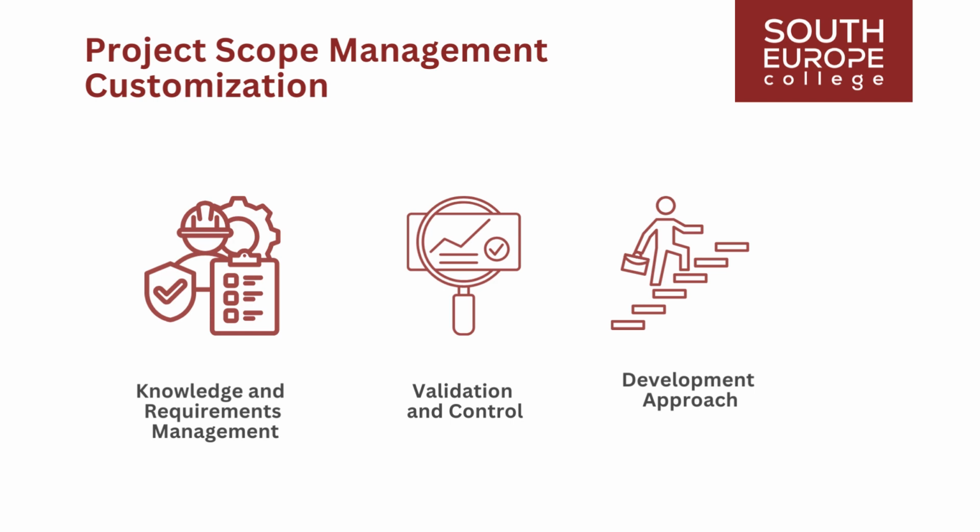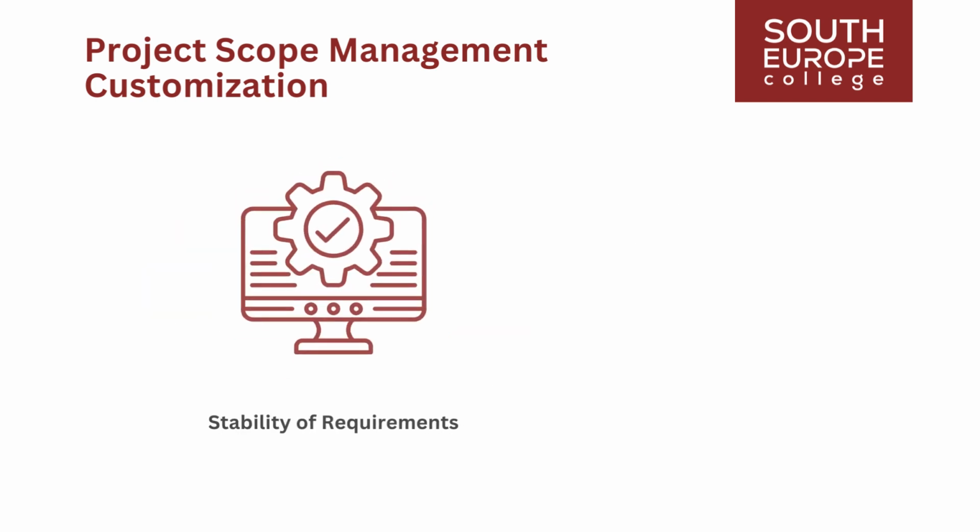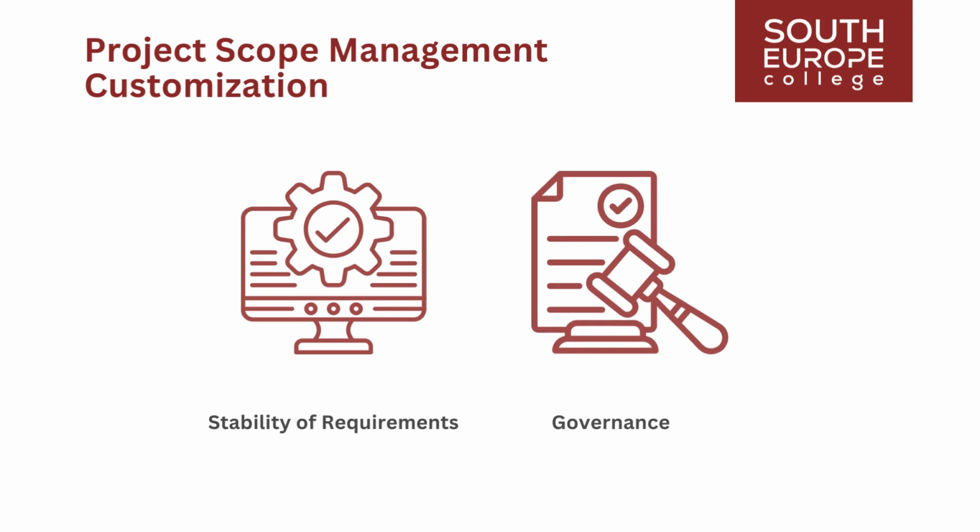Stability of requirements. Identify areas of the project with unstable requirements. Determine if employing lean, agile, or other adaptive techniques is necessary until these requirements stabilize and become well-defined. Governance. Examine whether the organization has formal or informal audit and governance policies, procedures, and guidelines.